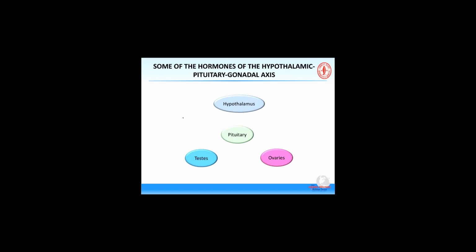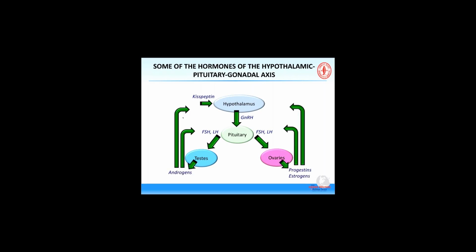This slide is just an introductory slide to remind everyone of the hypothalamic pituitary gonadal axis and some of the hormones that work on it. So, of course, kisspeptin is the hormone that is at the top, and it works on the hypothalamus to stimulate the synthesis and release of GnRH, that then works on the gonadotropes in the pituitary to stimulate the synthesis and release of LH and FSH, that then stimulate the testes and the ovaries to make androgens in the testes and progestins and estrogens in the ovaries. There are other actions, of course, such as spermatogenesis and ovulation.